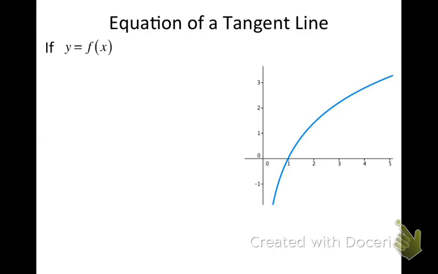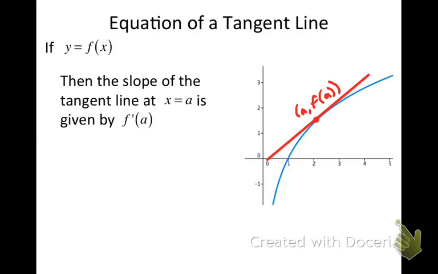So let's suppose on this graph that I choose this as a point, and I'm going to label its coordinates as (a, f of a). And the goal then is for us to be able to write the equation of this line that's tangent to the graph of y equals f of x at that point (a, f of a).